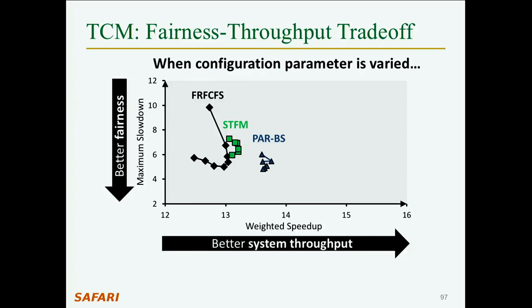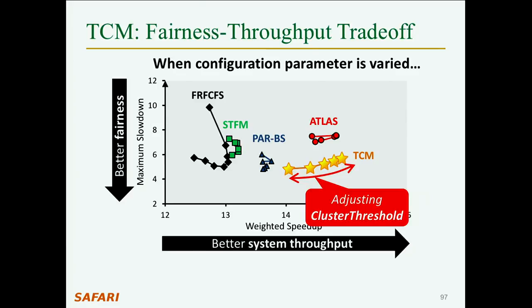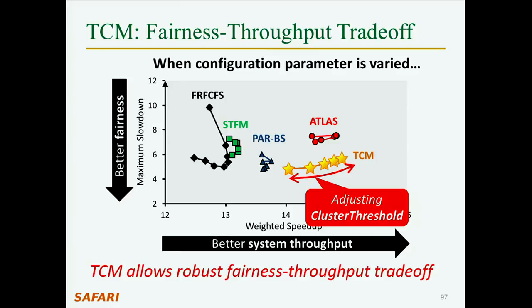PowerBS has the marking cap knob, so it gives you different points if you use different knobs for the scheduler. Atlas has the quantum length knob, and TCM has a much nicer knob, which is really this clustering threshold. Basically, which ones do you deem as the memory-intensive threads and which ones do you deem as the memory-non-intensive threads? It turns out if you adjust this cluster threshold within reasonable bounds, you have a nice trade-off between fairness and system throughput. So all of these are acceptable schedulers, depending on your goals, and better schedulers than any of those. Okay, so it's a relatively robust trade-off.